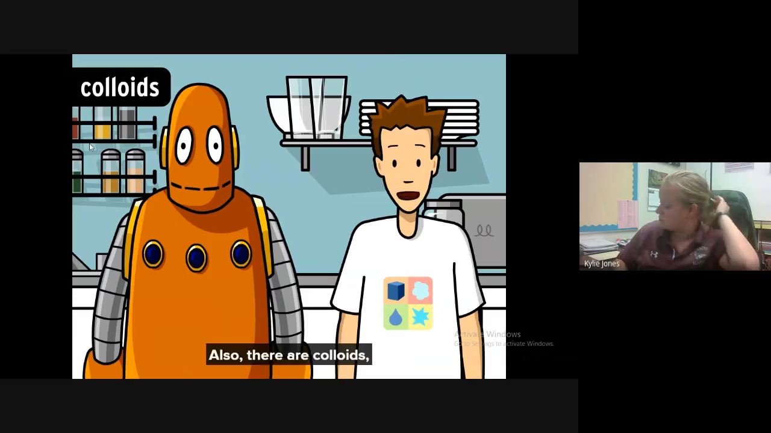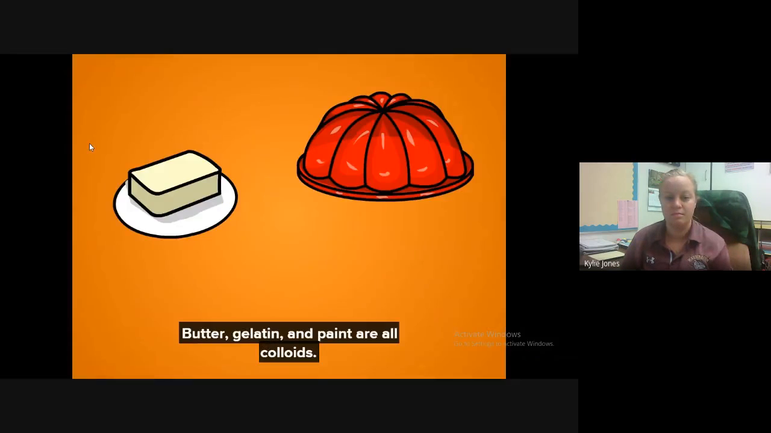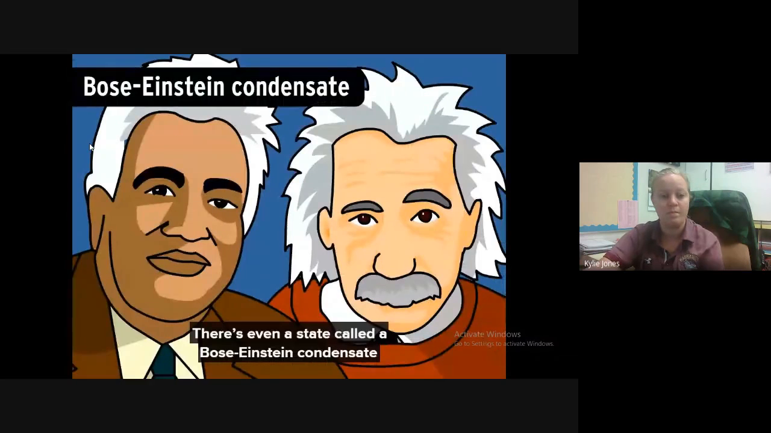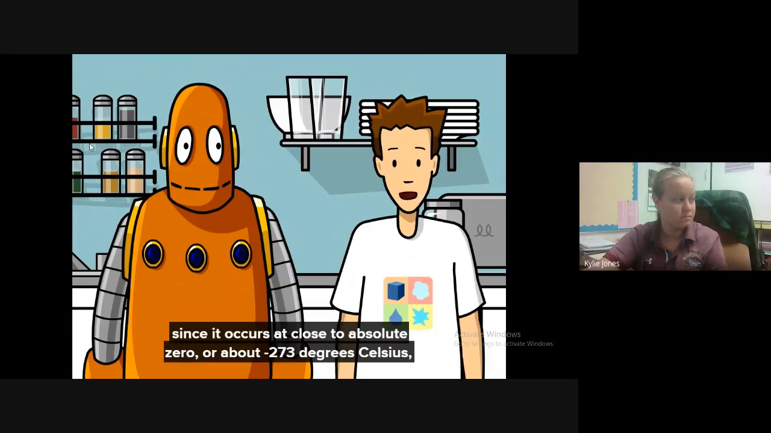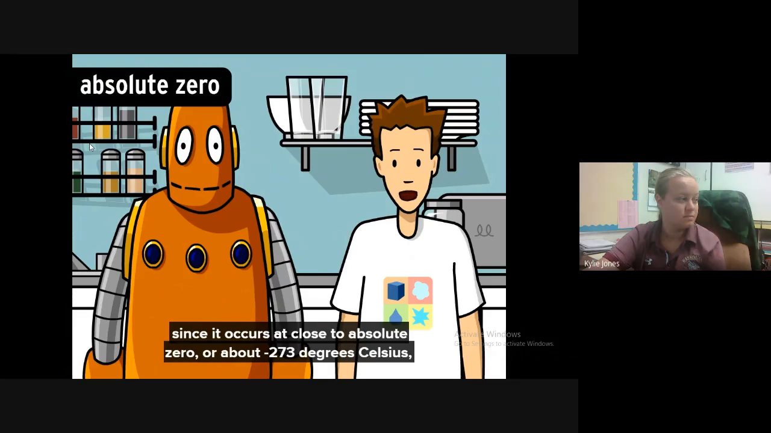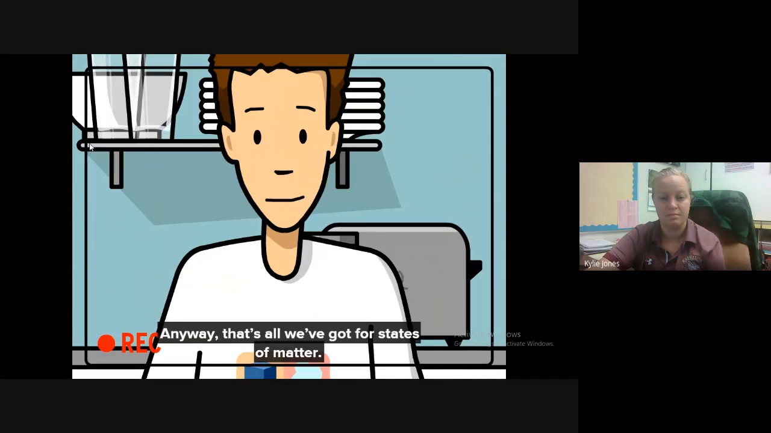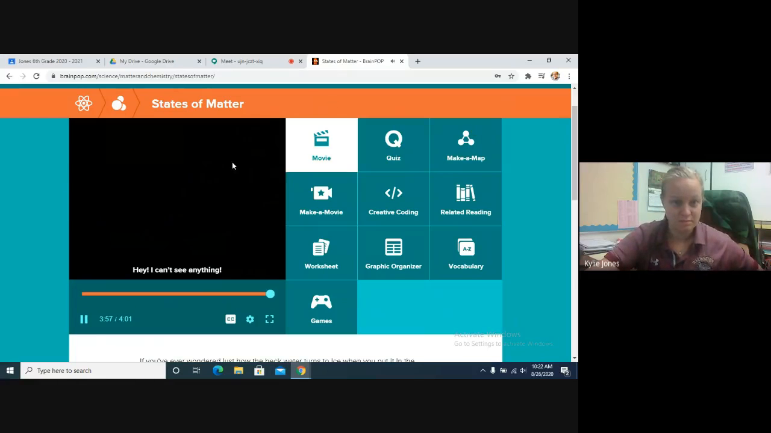Also, there are colloids, which are mixtures that contain 2 separate phases of matter. Butter, gelatin, and paint are all colloids. There's even a state called a Bose-Einstein condensate, named after physicists Satyendra Nath Bose and Albert Einstein. That particular state has to be created in a lab since it occurs at close to absolute zero, or about minus 273 degrees Celsius, the coldest possible temperature in the universe. Anyway, that's all we've got for states of matter. You can turn the camera off now, Moby. Hey, I can't see anything.